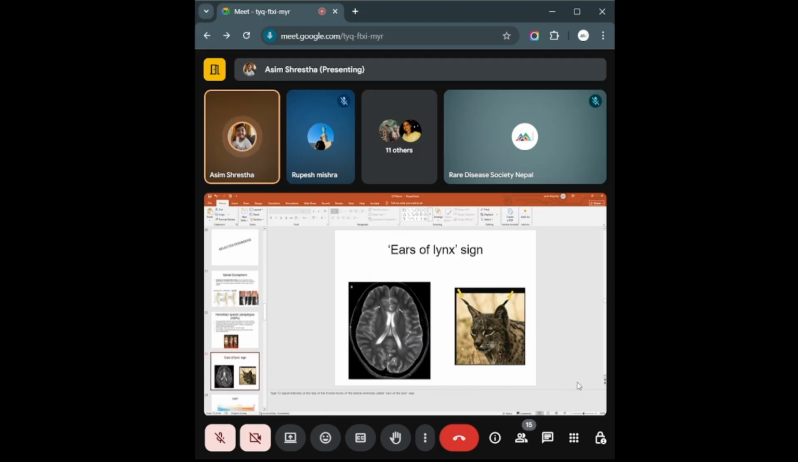So this is the T2 image of the brain. This is the frontal area. We can see the hyperintensity denoted by the arrow in the frontal horn of the lateral ventricle, like a typical ears of the lynx sign. Lynx is a wildcat, and the typical tufts of hair come out from the top of their ears. This is typical of HSP, called the ears of the lynx sign. And there can be a thin corpus callosum as well, seen in our sagittal T1 MRI image.